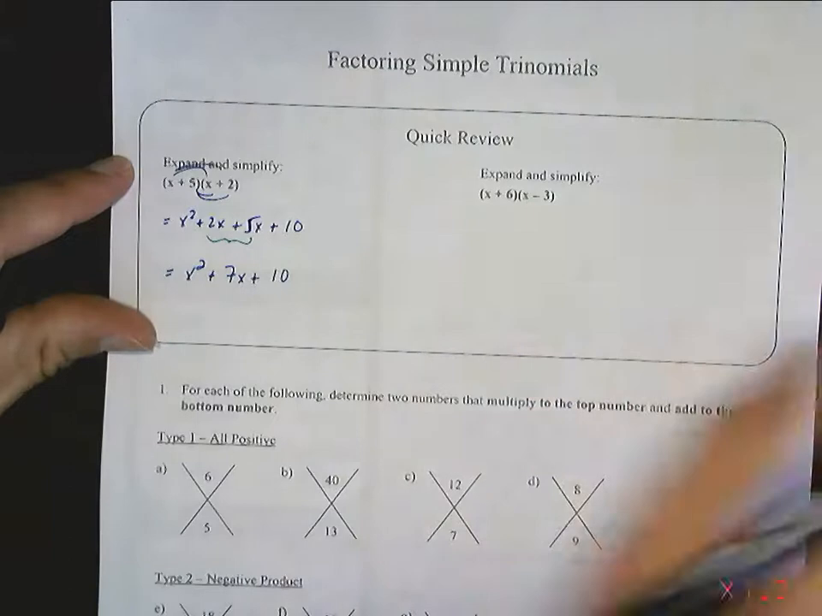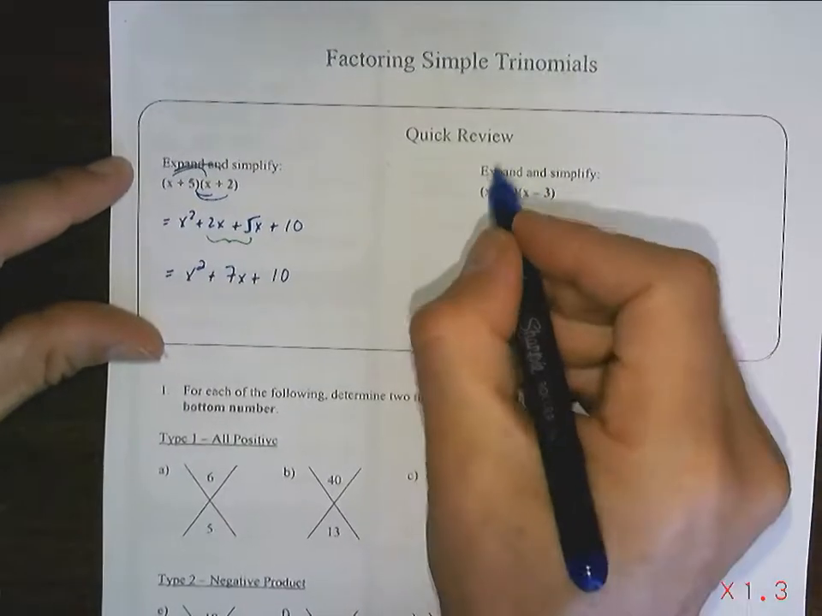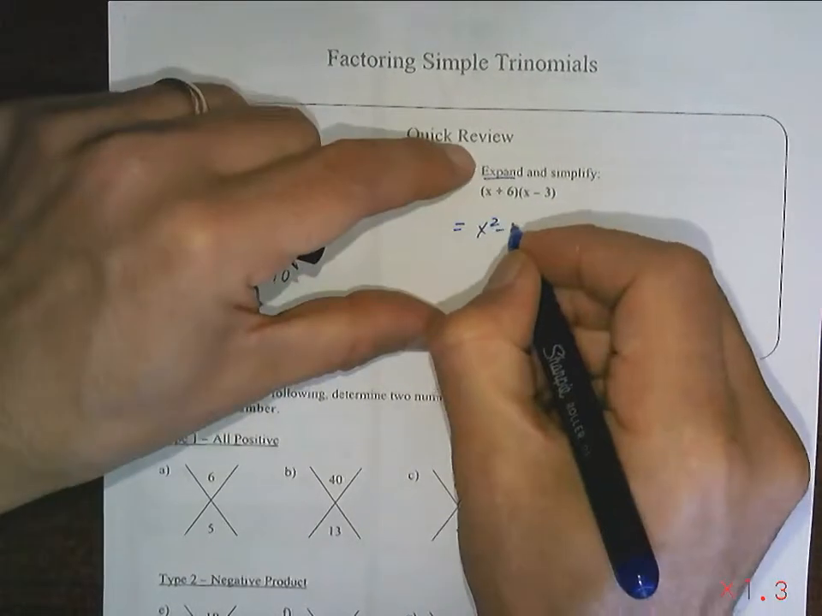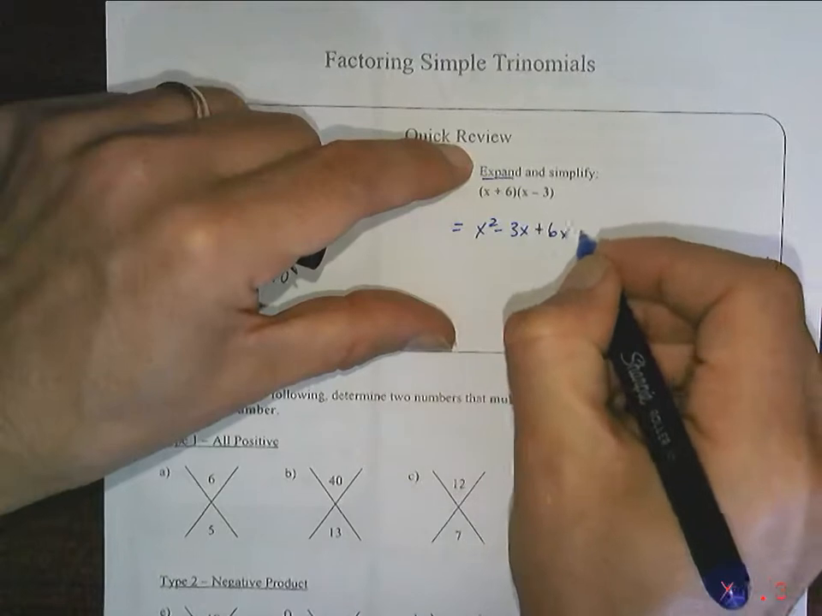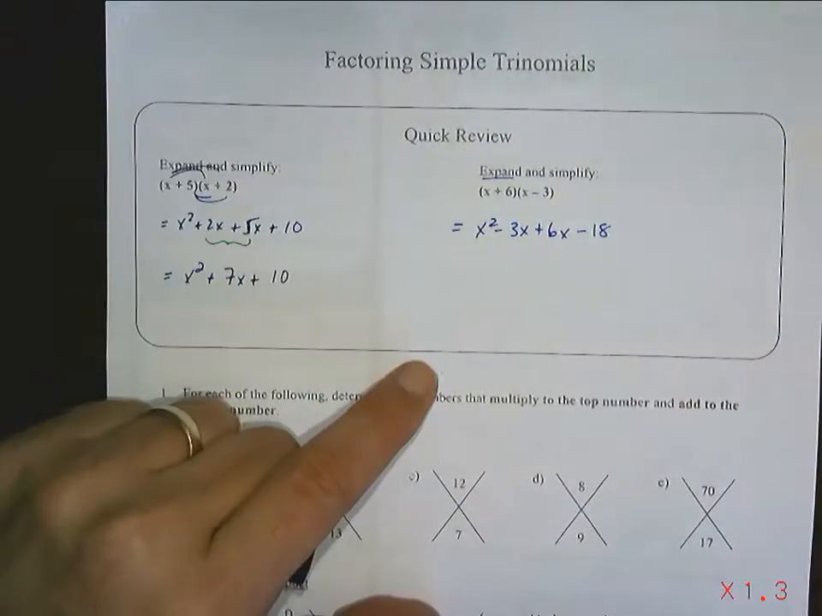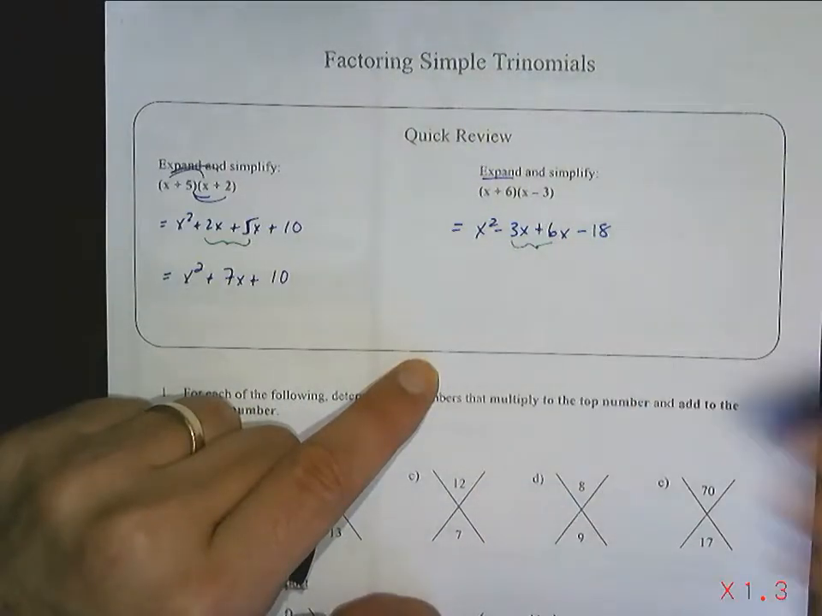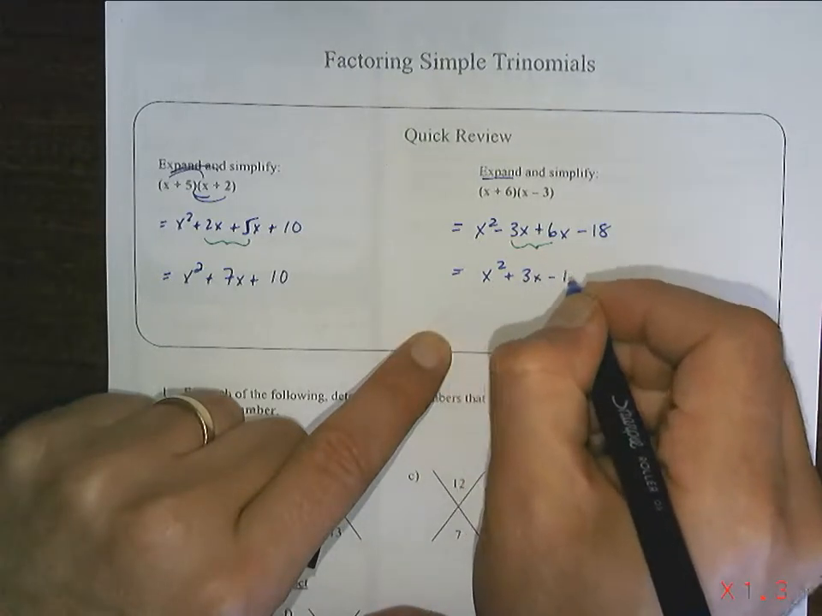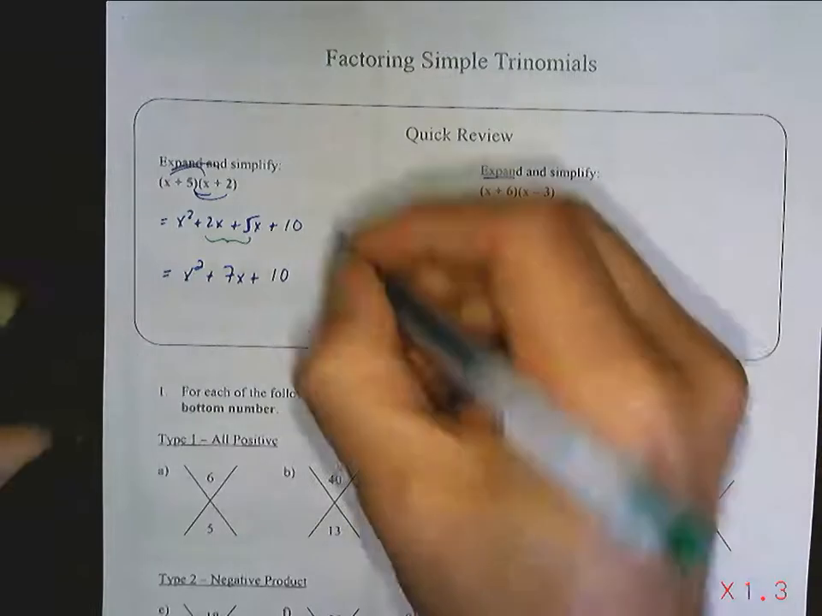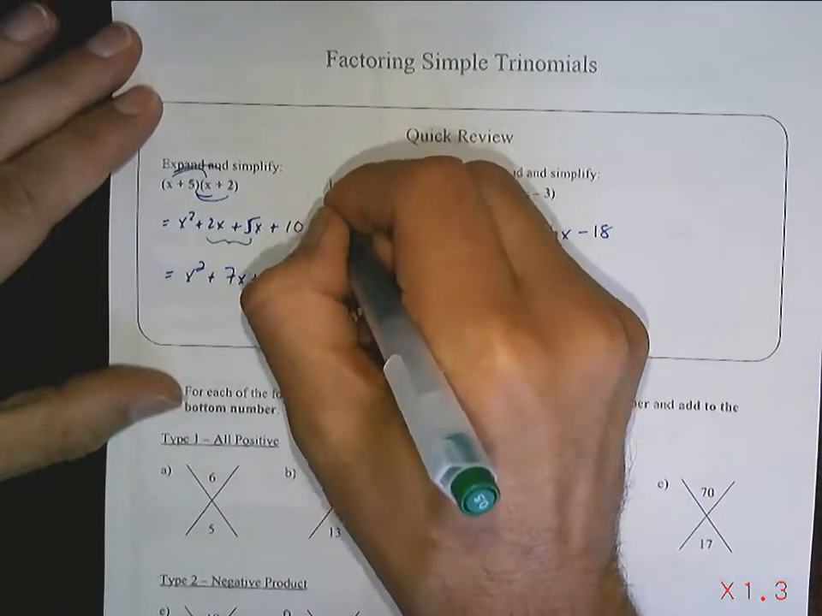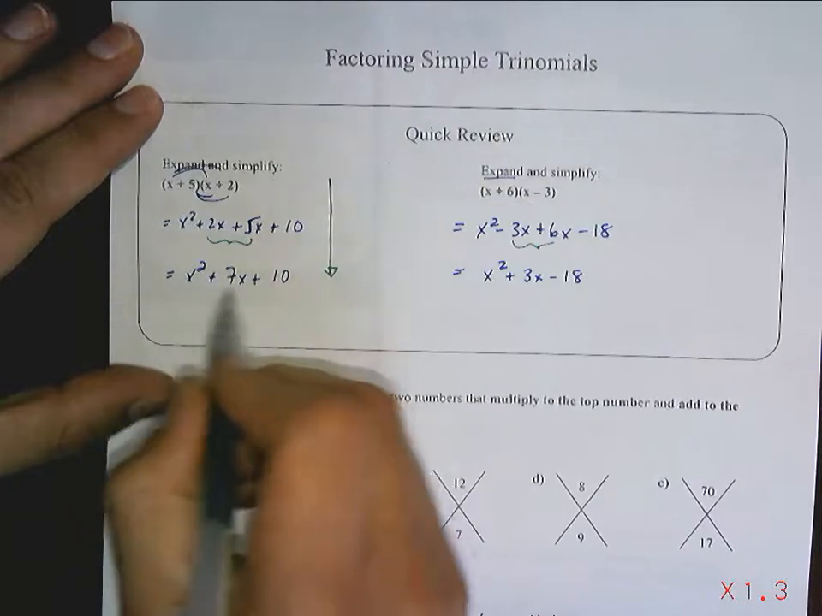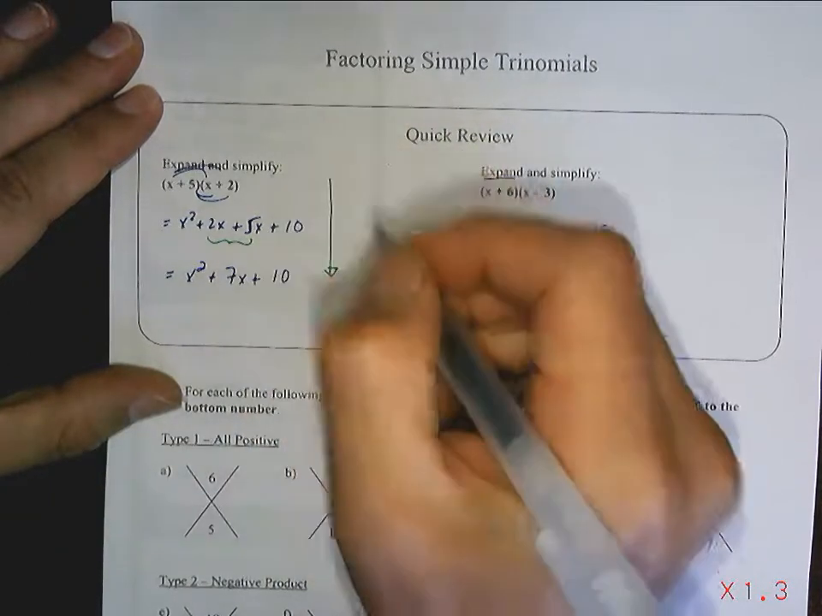Pretty simple. It's what you were doing last day. Should be straightforward. Let's do the same thing over here. So we're going to expand. The expanding part is x squared minus 3x plus 6x minus 18. And the simplify part is the collecting of like terms, and that's going to be x squared plus 3x minus 18. A couple of things to understand here, that when we go this way, when we start with two binomials and we move forward to get the trinomial, that is called expanding and simplifying.